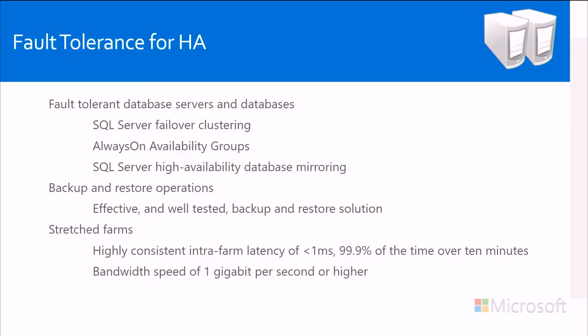Fault tolerance for high availability. We've been mentioning databases quite a bit. Fault tolerant databases, we talked about the fact we can use SQL Server failover clustering. That's one option. We'll expand on these in a little bit more detail. Always On availability groups and SQL Server high availability database mirroring. That's really important. It's very important to make sure that we have, and all three of these lead to one word that we've talked about previously: redundancy.